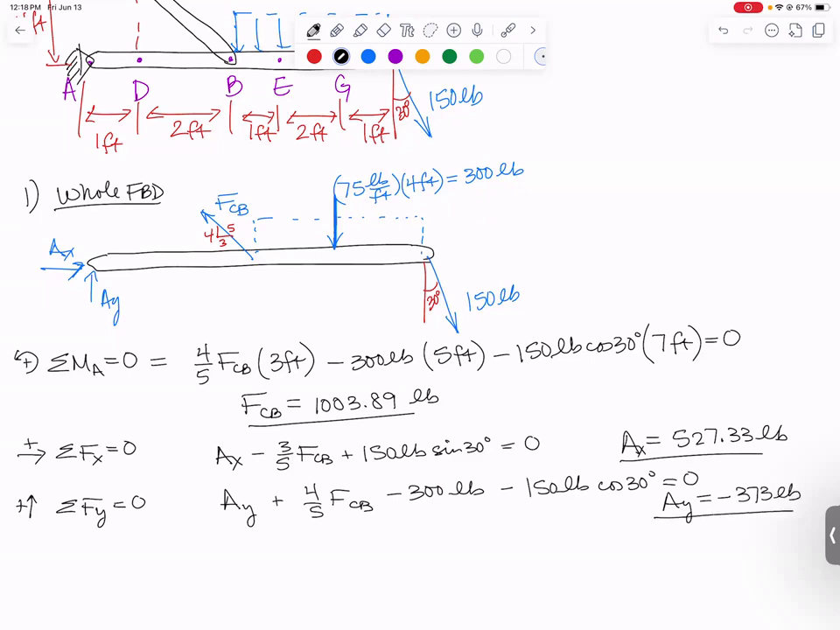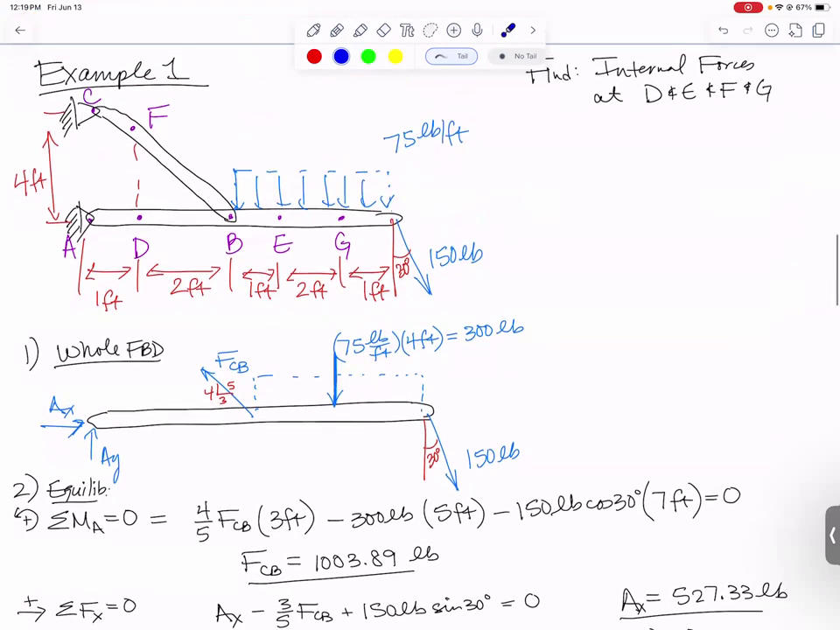Minus just means I guessed the wrong direction when I drew it on my diagram. It actually has to act downward. Okay, this was our first step, the whole free body diagram. I guess then our second step was equilibrium equations. We needed to do these because we need the reaction forces at A and the force in the two force member in order to do the next steps.